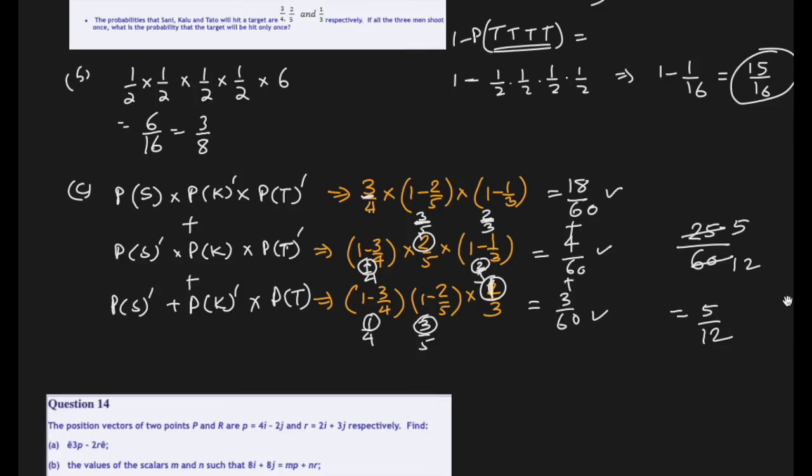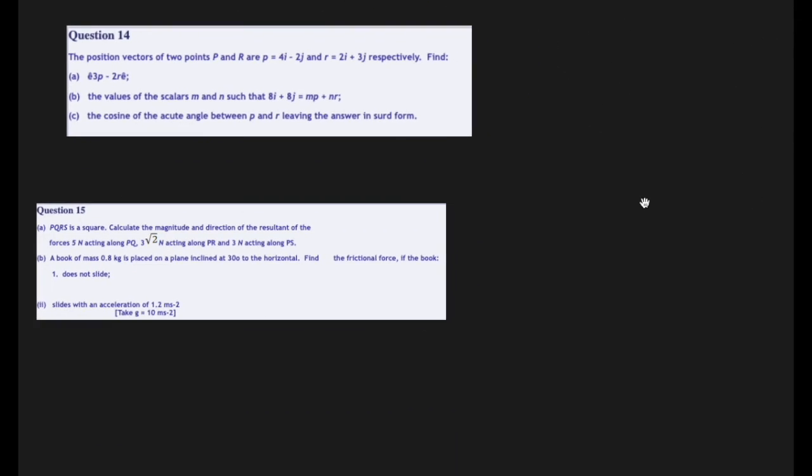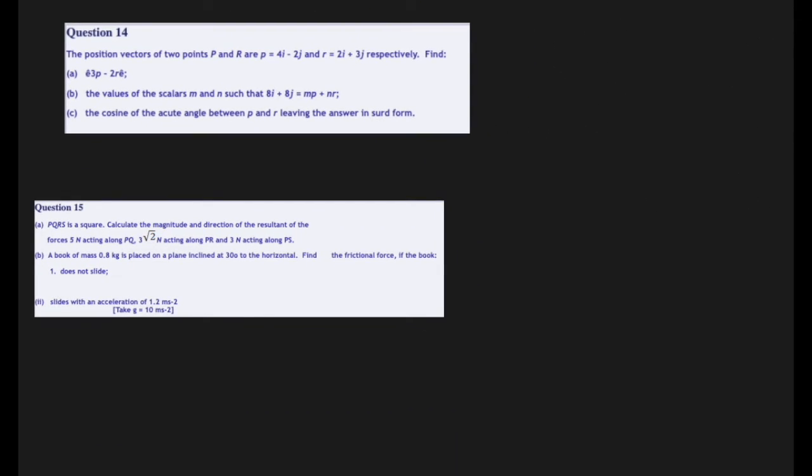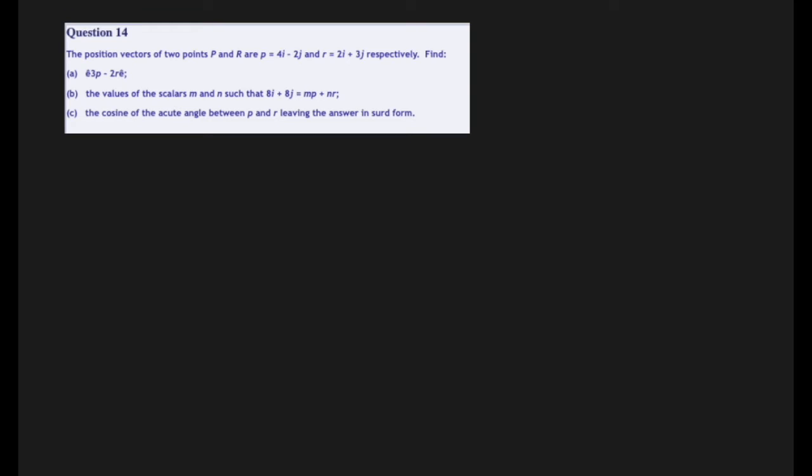What's next? Next is question 15. Okay, question 14 rather. The position vectors of 2 points P and R are these and this. Okay, so position vector, we did one question earlier as well. From origin, it is 4i minus 2j.